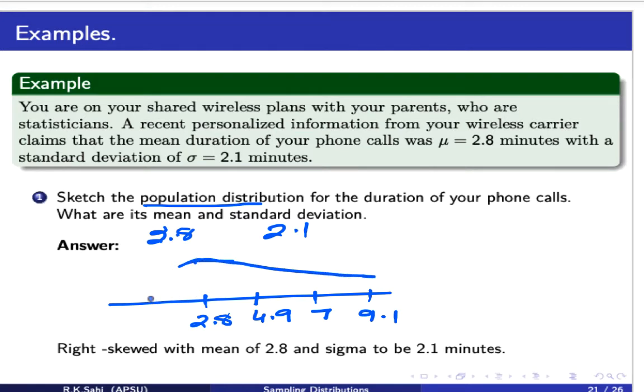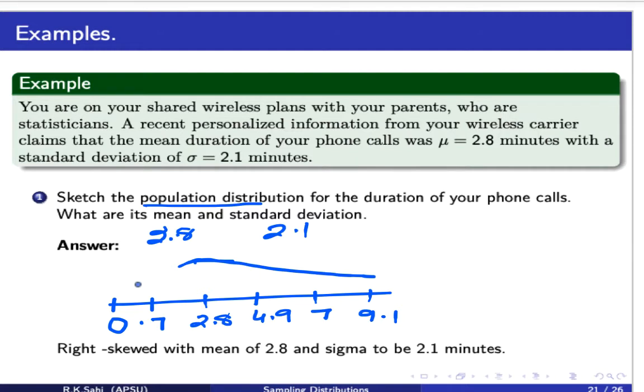Now 2.8, subtract 2.1 from it. What are you going to get? 0.7. Now clearly you cannot have a standard deviation to be negative. We all know that. Standard deviation can never be negative. It can be 0. 0 means there is no variation. Remember, standard deviation means the variation in the data points. So when it is 0, there is no variation.